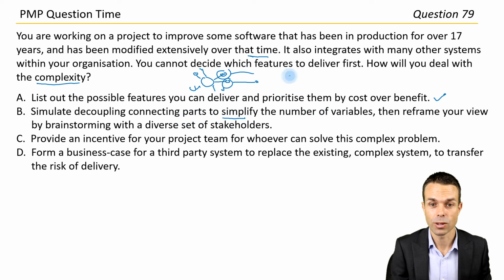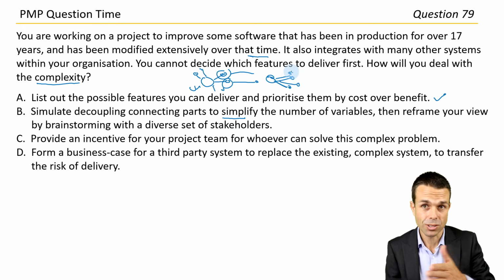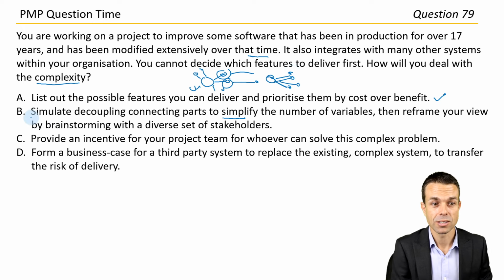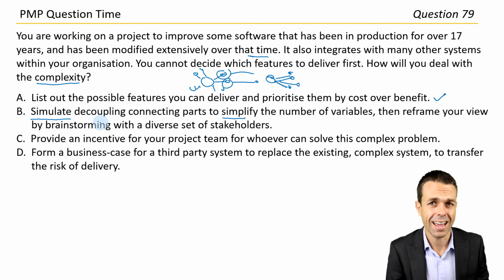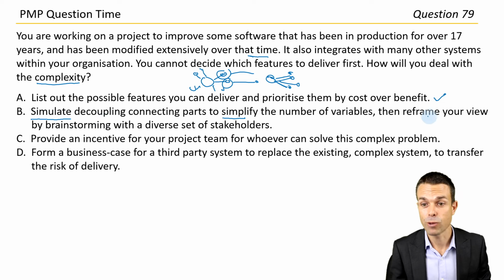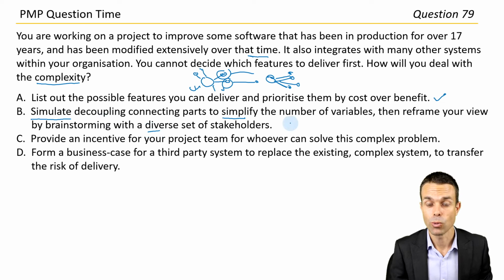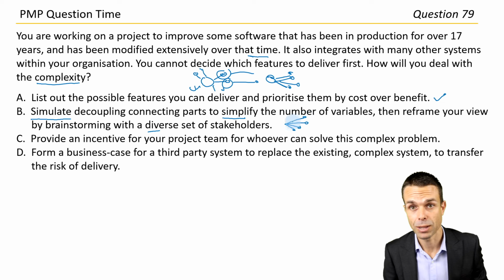Now, all of a sudden, it's not interacting with 5 things, or the other way around, and it's a little bit simpler to deal with. So now, I think that reduces some of that complexity. So we just do that in a simulation. We don't have to actually physically do that, but we can check that out and see what would happen. Then reframe your view by brainstorming with a diverse set of stakeholders. We need lots of different viewpoints, hopefully, to get the information we need to reduce that complexity.